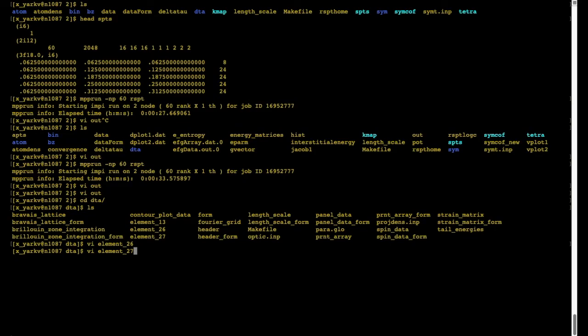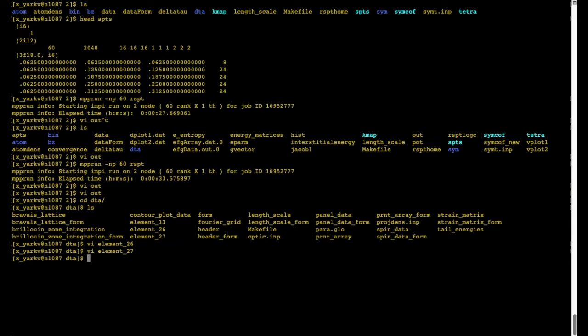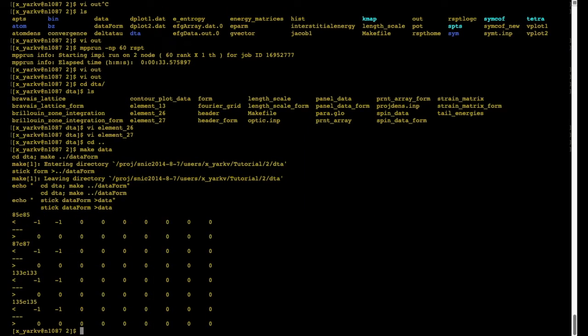Okay, we go to the element file of cobalt and also put these flags to -1. We have to regenerate the data file. Yes, these lines were modified. And now we can run the code once again.